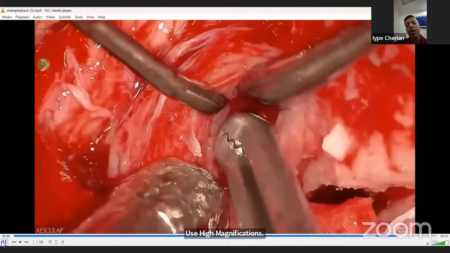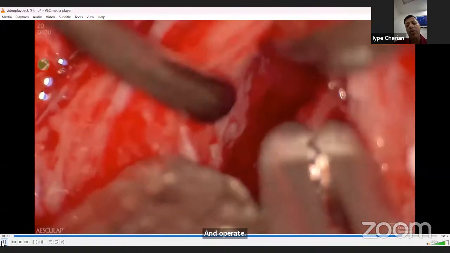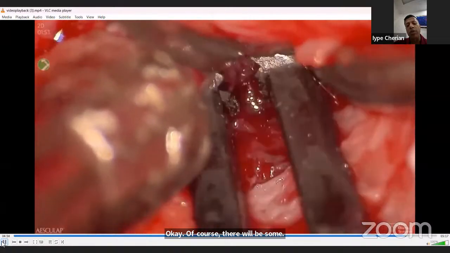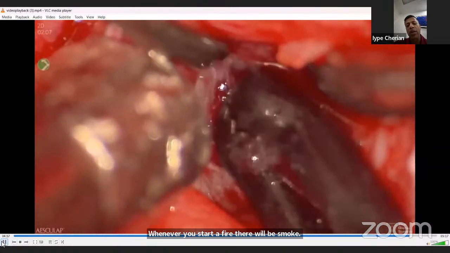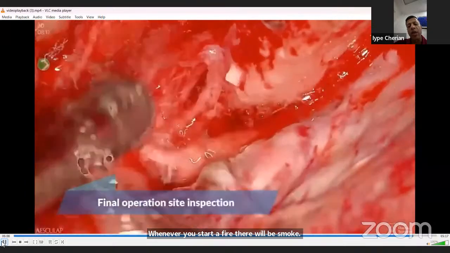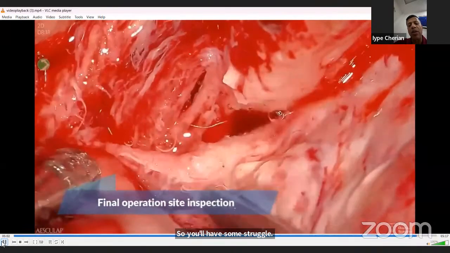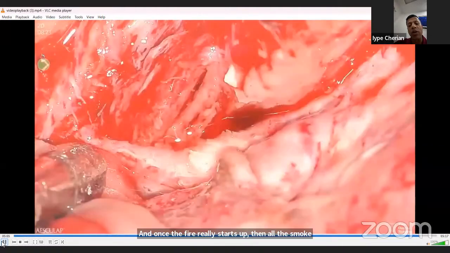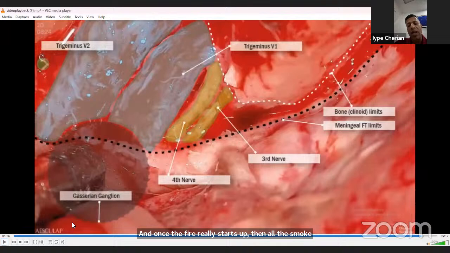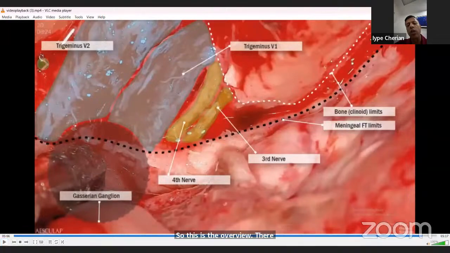Of course, whenever you start a fire, there will be smoke. So you will have some struggle. And once the fire really starts up, then all the smoke will be gone and your world will be lit up, isn't it? So that's how surgery is. You must know the limits of surgery, but you must also know what surgery can get you. So this is the overview there: the third, fourth, V1, V2, up to V3, all the clinoidal triangle, everything taken out.